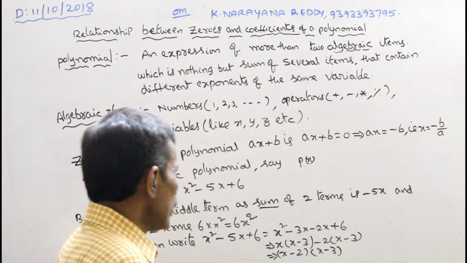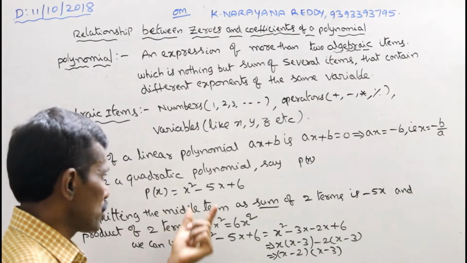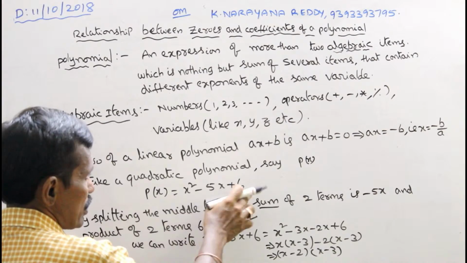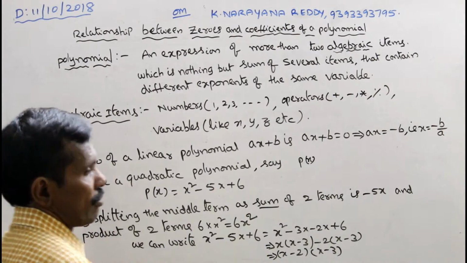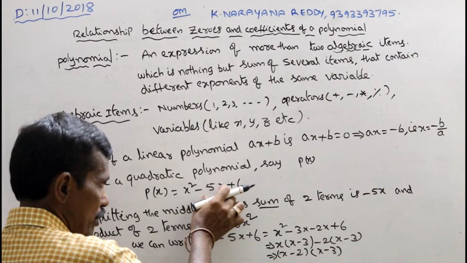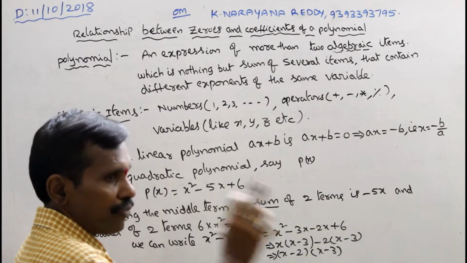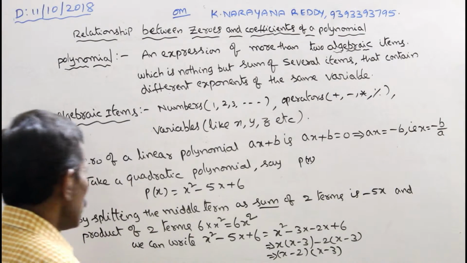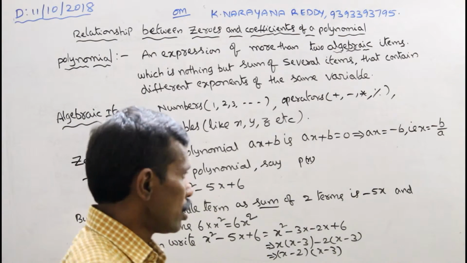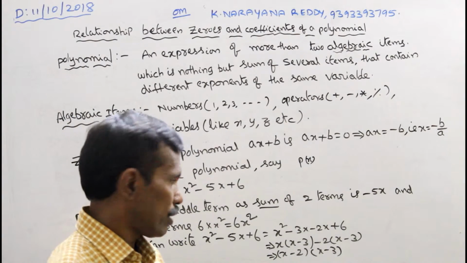Okay, so take a quadratic polynomial p(x). First example, take this one: x square minus 5x plus 6. This is a quadratic polynomial. Why? Because it contains more than 2 items, 3 items are there, and x is a variable. Now splitting this middle term into a sum of 2 items, what does that mean? 3x and 2x. Okay, I will tell you.